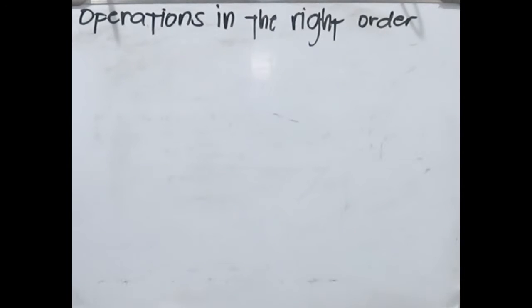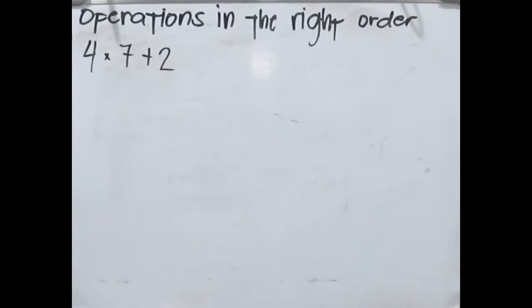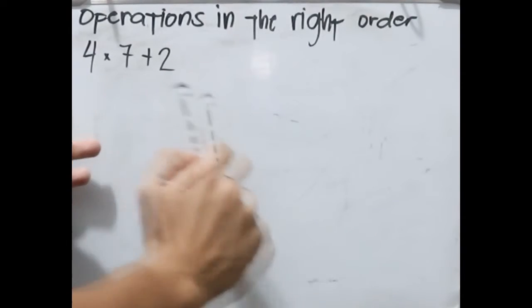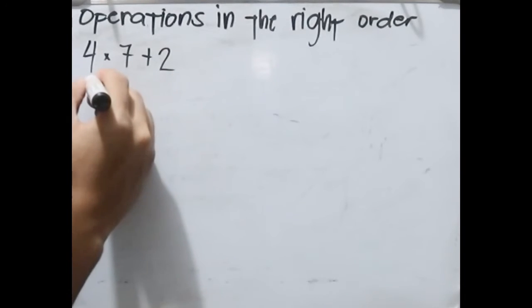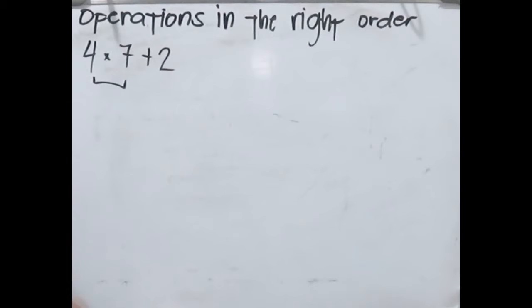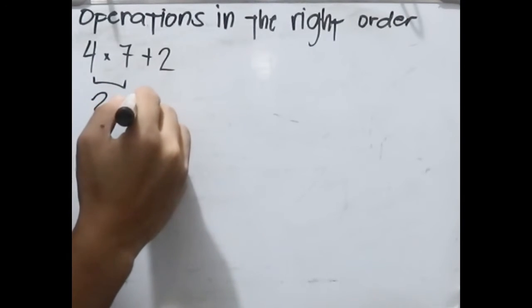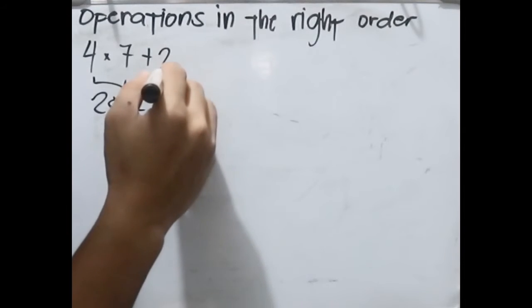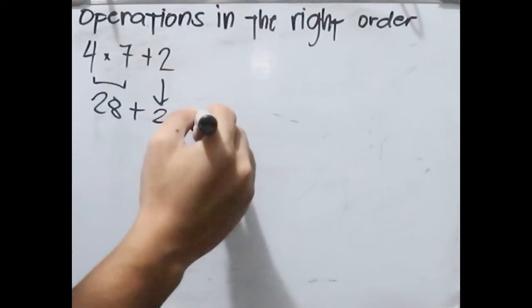So, for example, 4 times 7 plus 2. So, ang kailangan natin gawin, from left to right, tayo magko-compute. So, 4 times 7, 28, plus, bring down 2, equals 30.